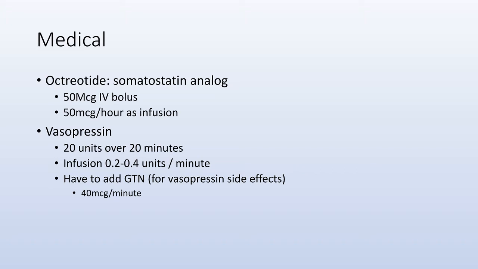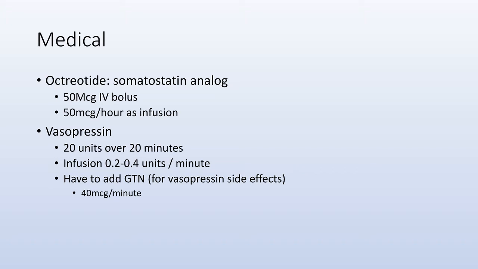Vasopressin is the antidiuretic hormone. The same hormone can be used to reduce the portal pressure. Both these agents have a feature in common, is that they reduce the portal venous pressure by reducing the visceral circulation, or the splanchnic circulation, rather. With vasopressin, patients will get 20 units over 20 minutes in the first instance, and then they will have an infusion of 0.2 to 0.4 units per minute. That will be in the intensive care unit where they are monitored.